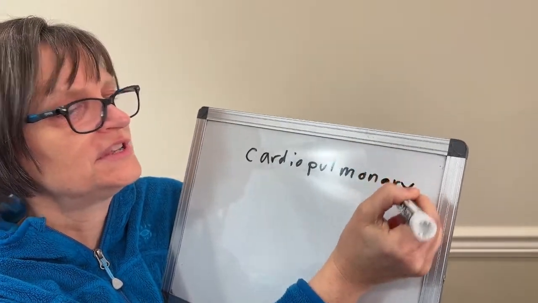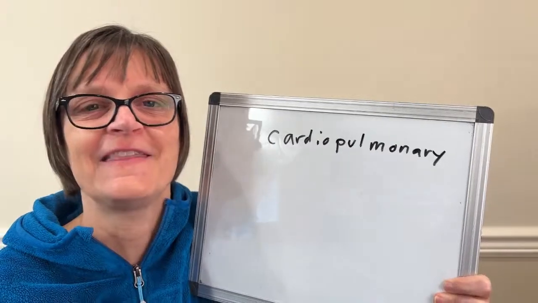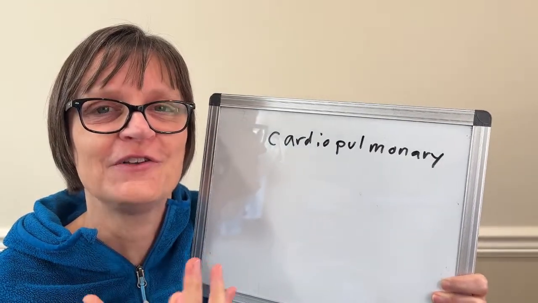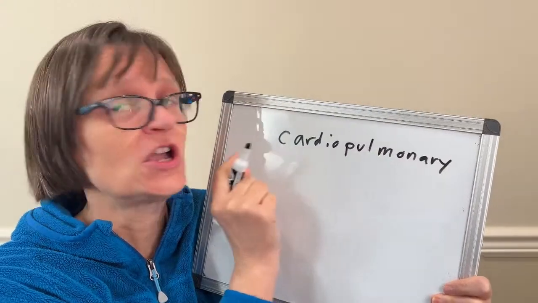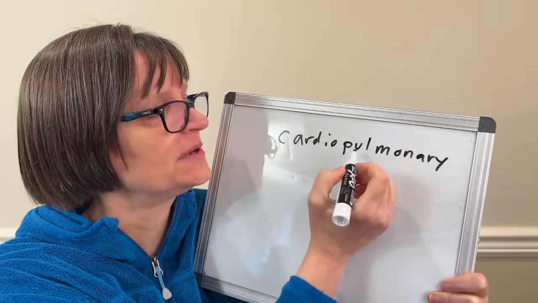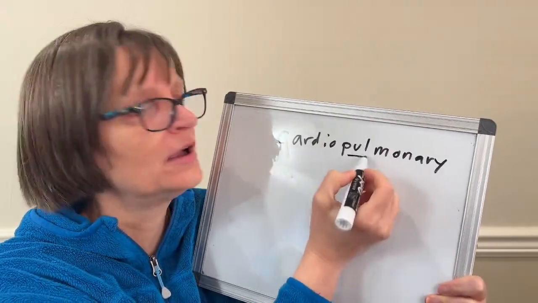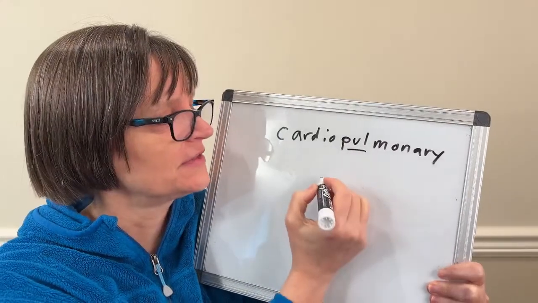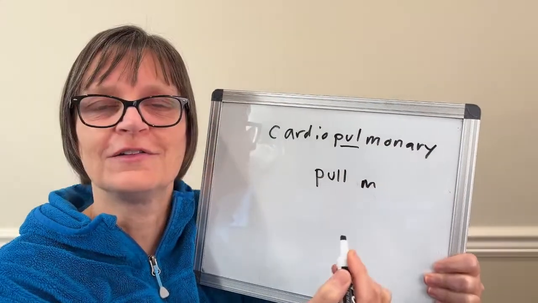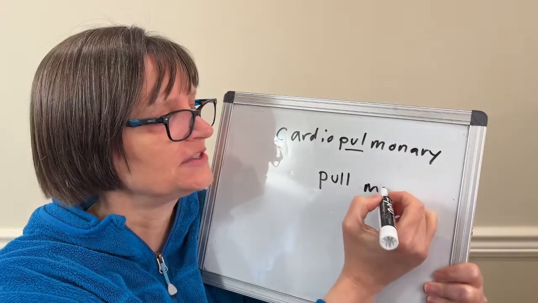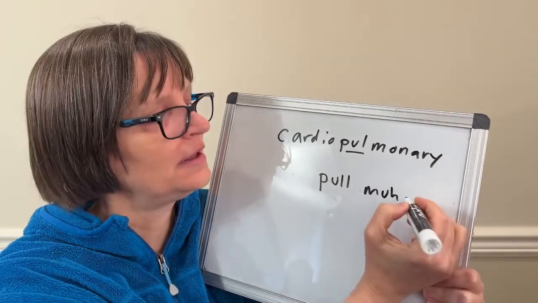What's important is to know where to stress here, because then that tells you which vowels are clear vowels and which vowels are reduced. So if I was just saying cardio, car is stressed, but in cardiopulmonary, pulmonary is stressed. So that's like the word pull. That means our letter O in pulmonary is going to be a schwa sound. Sounds like a, pulmonary.